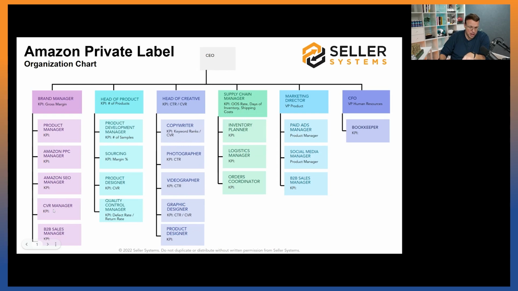And then if conversion's not good, then they're kind of testing, asking the creative team to constantly go.